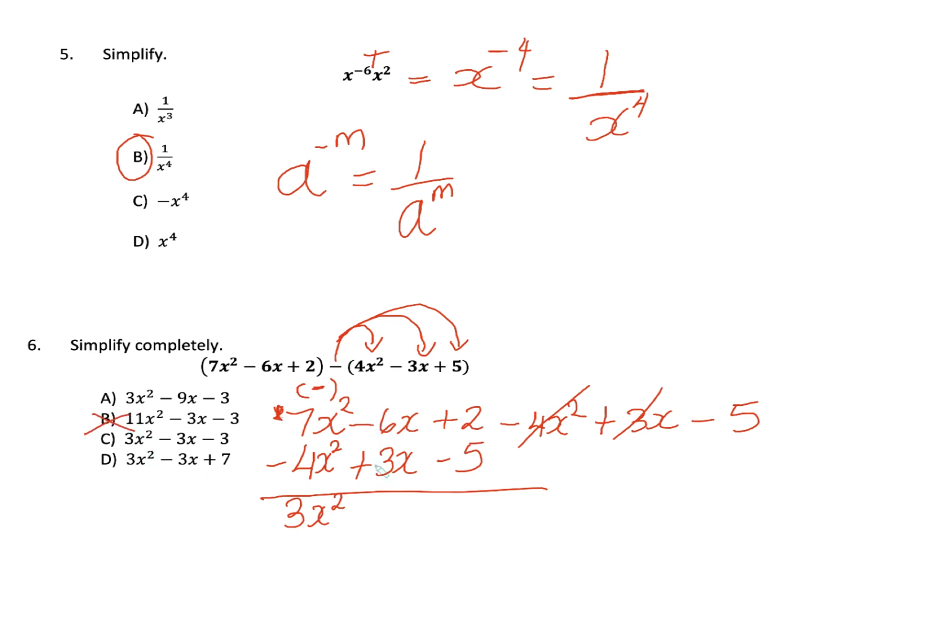Again, the signs are different, so we subtract. That gives me 3x, and we keep the sign of the larger. The 6 is the larger, so that's a negative 3x. Okay, A is not our answer. The signs are different, so I subtract again. That gives me 3, and I keep the sign of the larger. The 5 is larger, so that's a negative. Therefore, our answer is C.